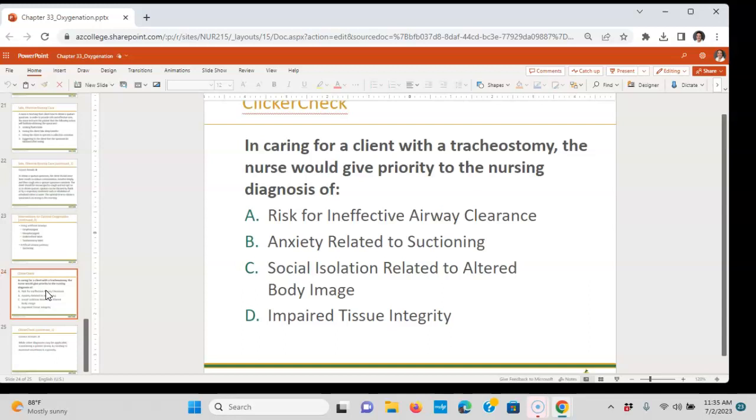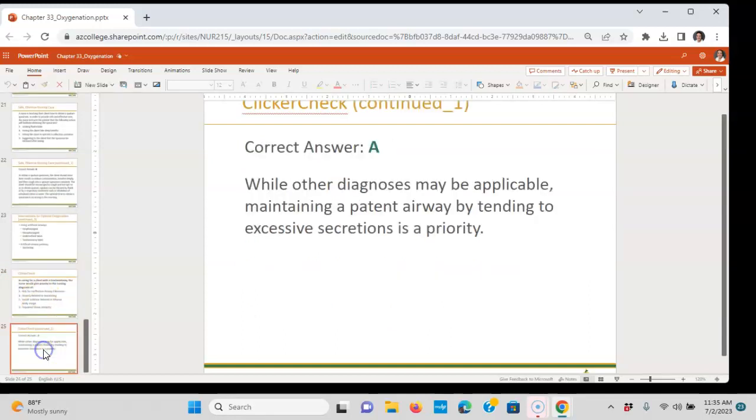Which one sounds the worst? Tracheostomy, they're at risk for ineffective airway clearance. So excessive secretions is a priority, or else they'll aspirate on them, right? So that's a little taste of oxygenation.